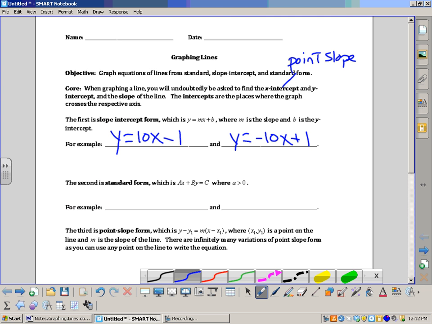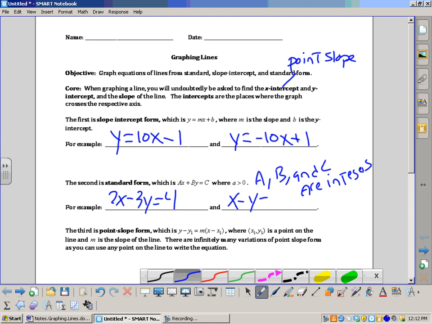The second form is standard form, ax plus by equals c. A is greater than 0, so it's positive, and a, b, and c are integers. So for example, 2x minus 3y equals 4, or x minus y equals 1. Again, remember, on this one, there is the ever important invisible 1.